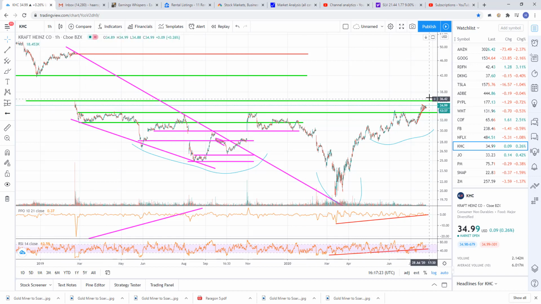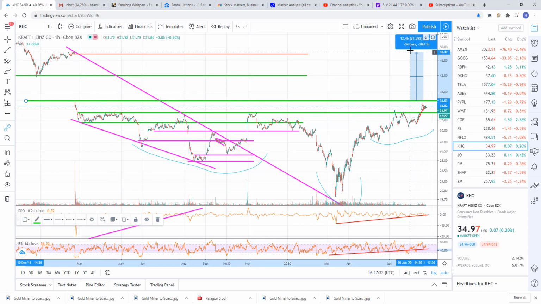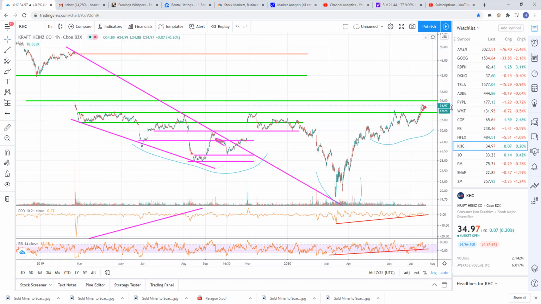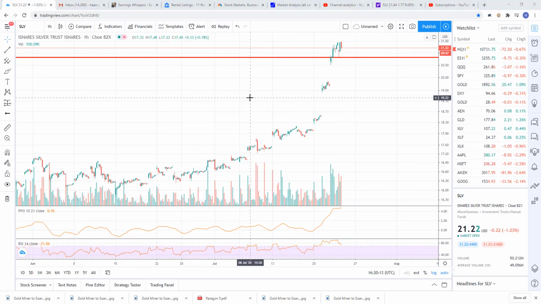We enter the gap, start to move into it impulsively, and we can hold. Then look for a nice impulsive run, probably to gap fill, $48. That's going to be a 33% gain while collecting a 5% dividend yield. Not bad.